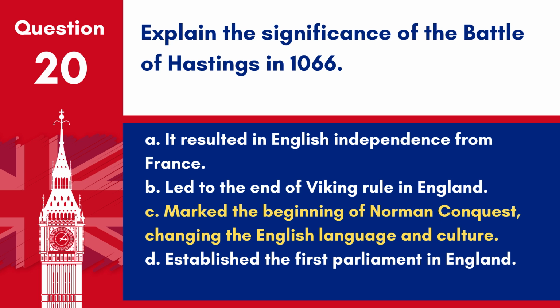The Battle of Hastings was a pivotal event that led to the Norman conquest of England, bringing significant cultural and linguistic changes that have shaped modern English society and language.